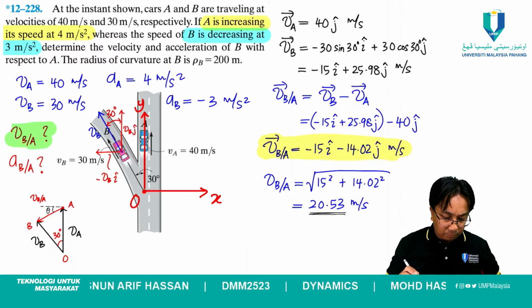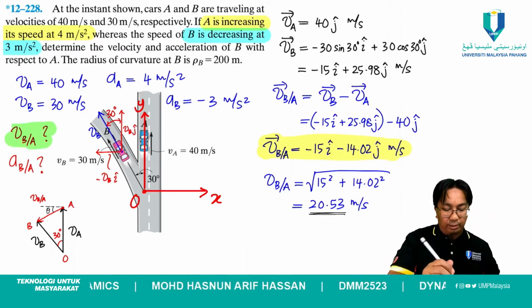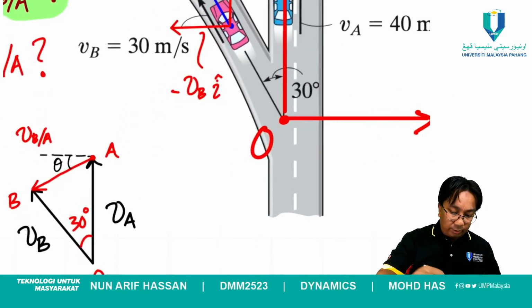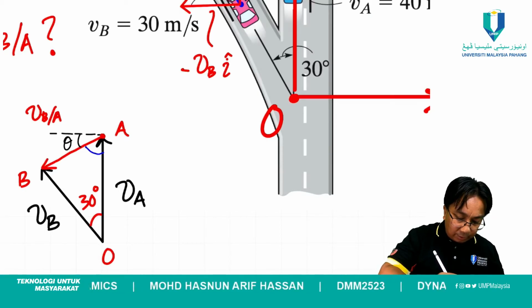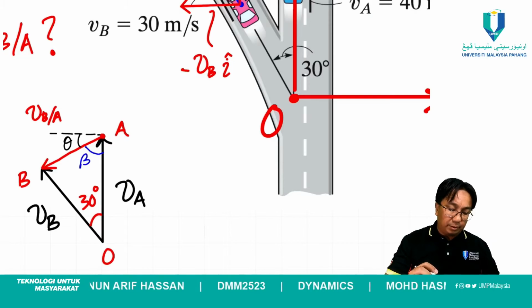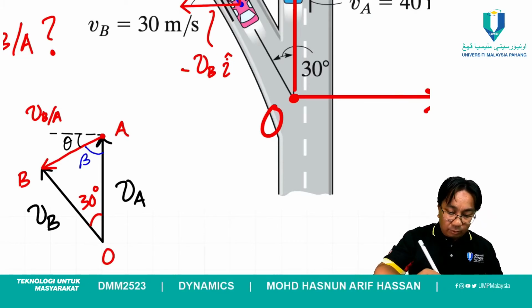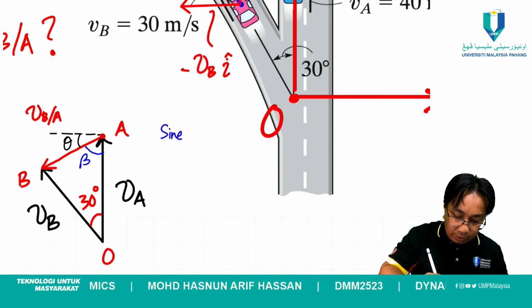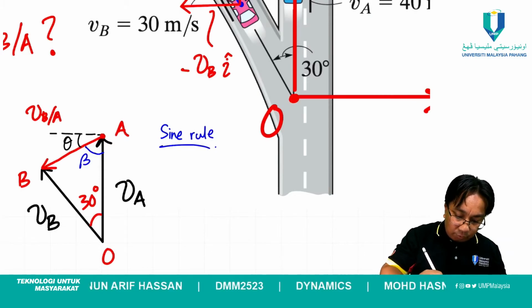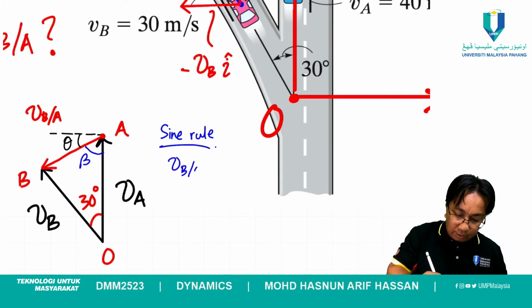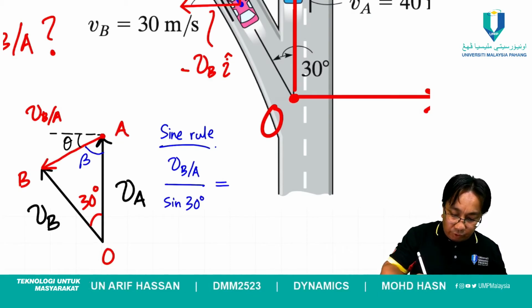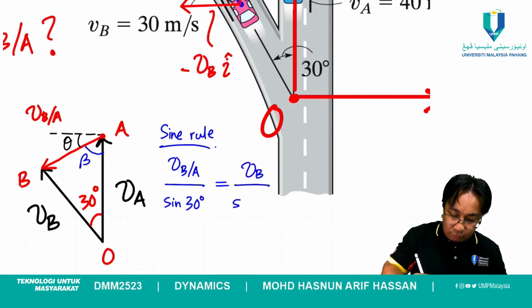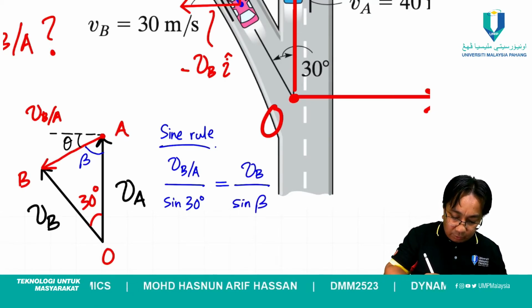VBA over sine 30 equivalent to VB over sine sana. Okay, and then kita minus dengan 90 lah. Okay, so your method is also correct. Kita boleh cari angle sini dulu, betul? Let's call this as beta, for example. If we find this angle first, we can use sine rule, like our friend suggested. So VB/A over sine of 30 degrees is equal to VB over sine of beta. Then we will get the value of beta.